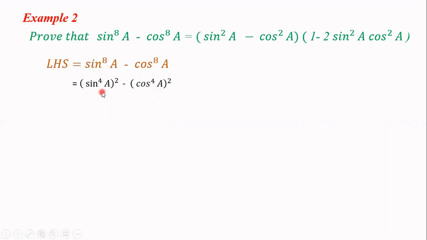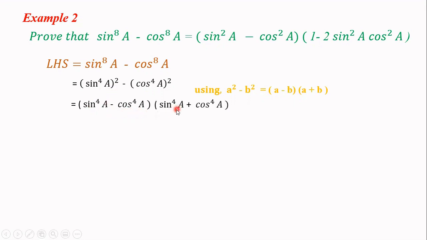Now it is in the form of a square minus b square. So we are going to use the formula a square minus b square, which is a minus b, a plus b. In place of a, we have sin^4 A, and in place of b, we have cos^4 A. So using the right part, a minus b, a plus b, we have sin^4 A minus cos^4 A and sin^4 A plus cos^4 A. In this line, we have used the formula a minus b and a plus b.